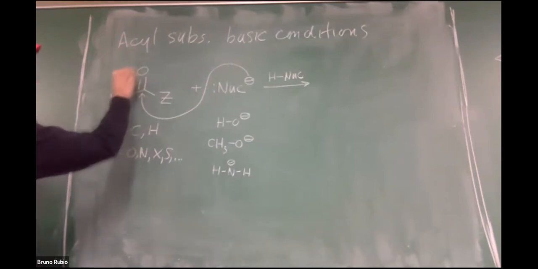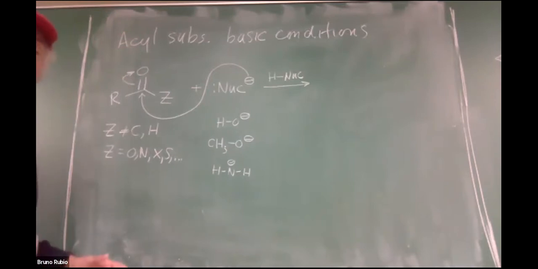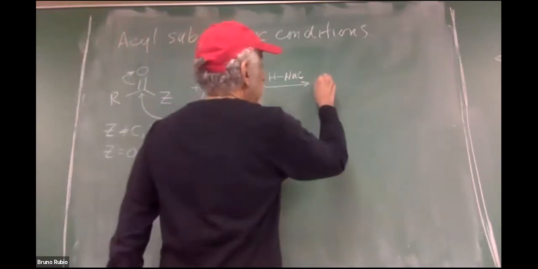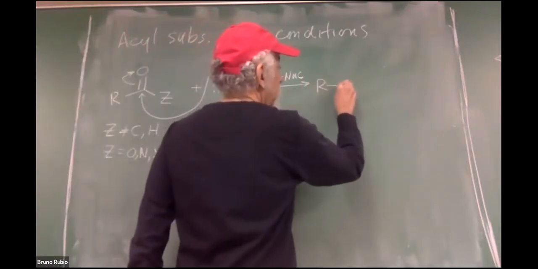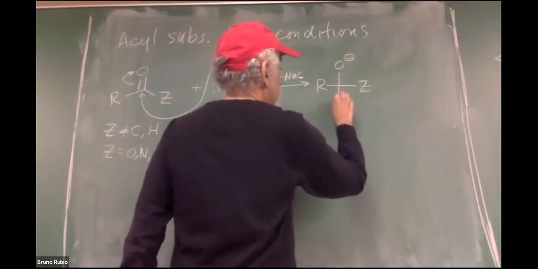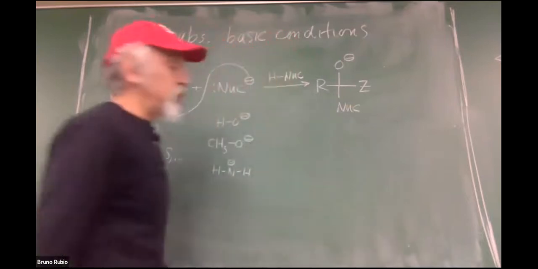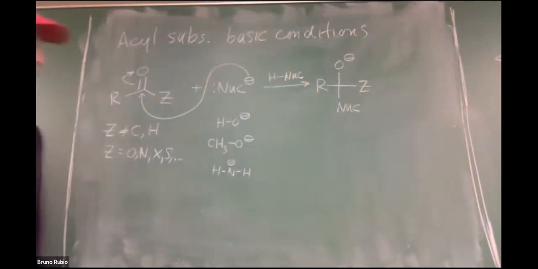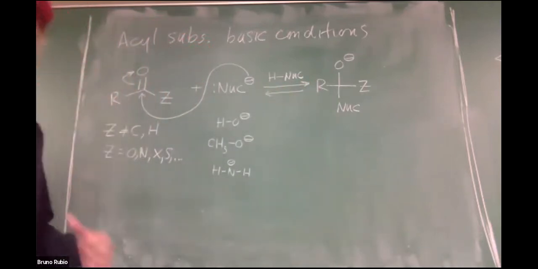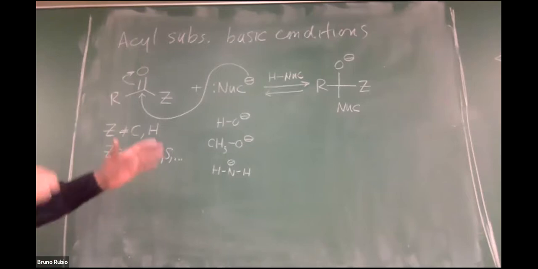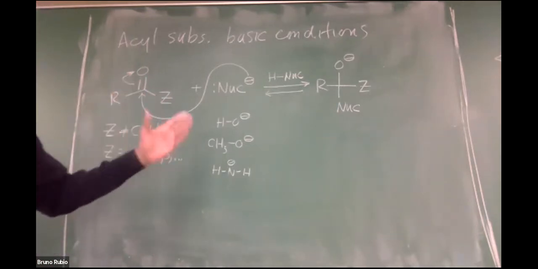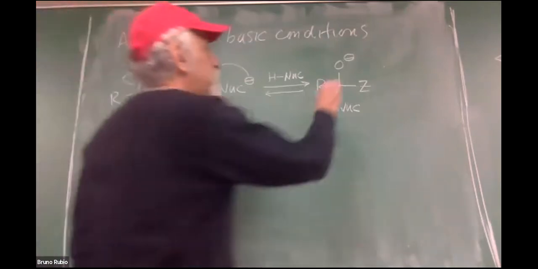Can't stop there, because if we stop there, we're going to end up with a carbon with 5 bonds. And so we have this tetrahedral intermediate where the nucleophile is in, and all of these steps are in principle reversible. Okay, so the nucleophile attacks the carbonyl carbon, and now what has to happen in every acyl substitution reaction? The thing that's not carbon and not hydrogen breaks off.